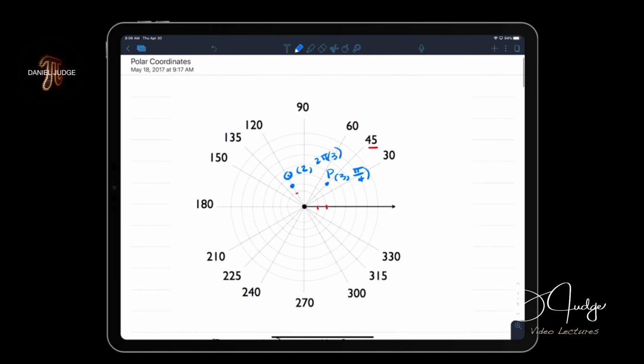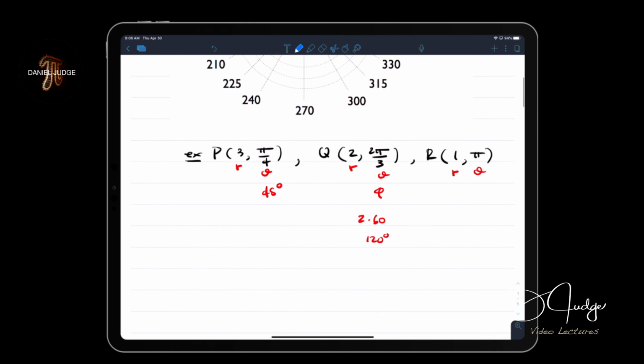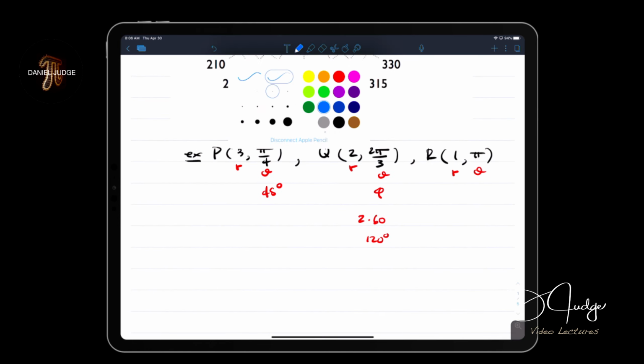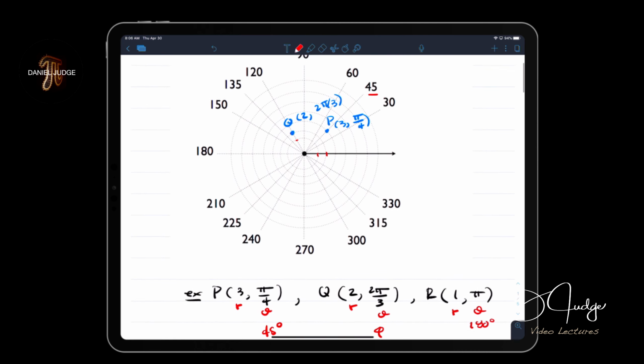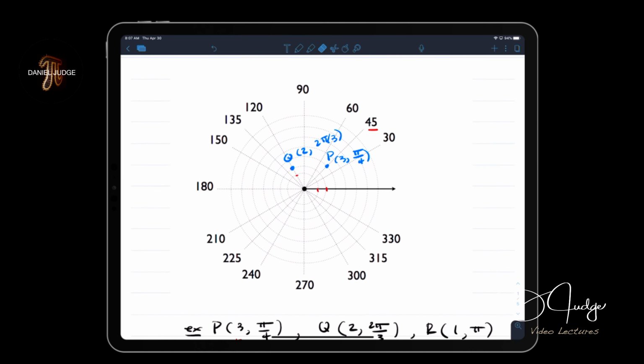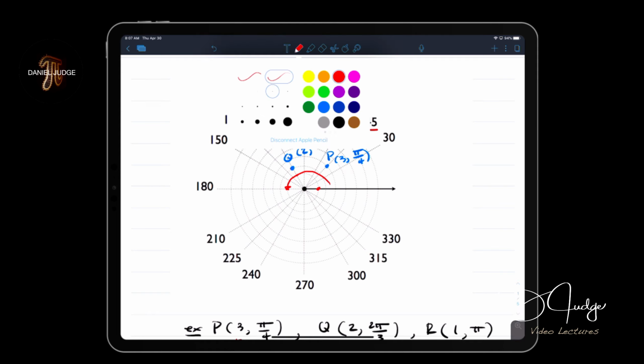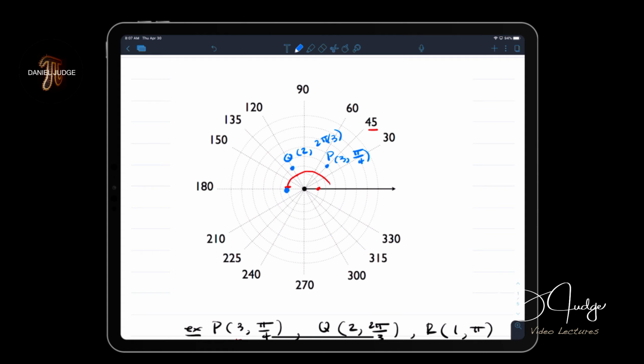Okay. Now let's look at R. R is going to be 1, and then theta is pi. We know that's 180 degrees. So if we erase everything here, we go to 1. Here's my radius. And then 180 degrees is actually, you guys know we got to go the other side. Well, that's actually the location. So we're going to plot that point here. This is 1 comma pi. And we called that point R.